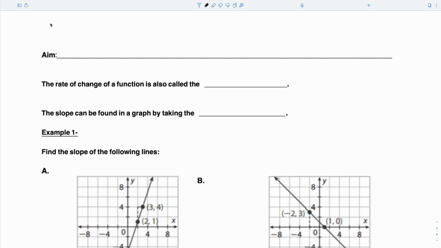Students will be able to define slope given a graph and two points.